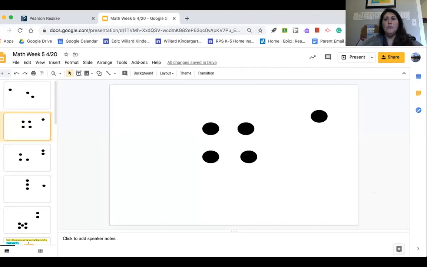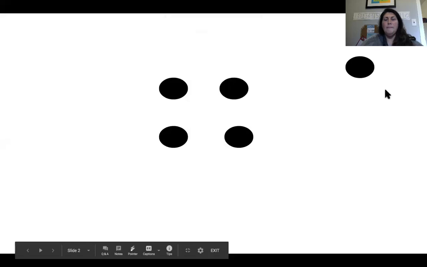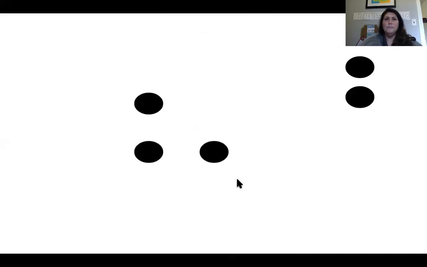Alrighty. So this first picture, how many do you see? 5. So how do you see it? I see a group of 4 and 1. So the two parts in this one are 4 and 1, and the whole is 5. This one, what do you see? Well, I see 5, and one part is 3, the other part is 2. So 3 and 2 is 5.